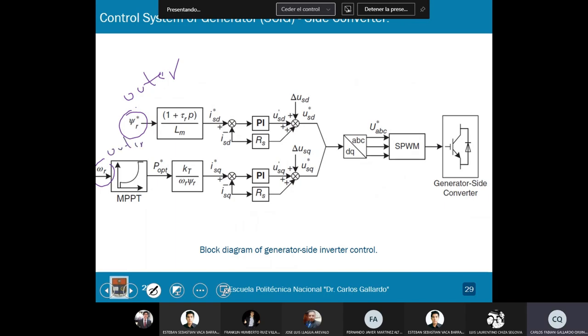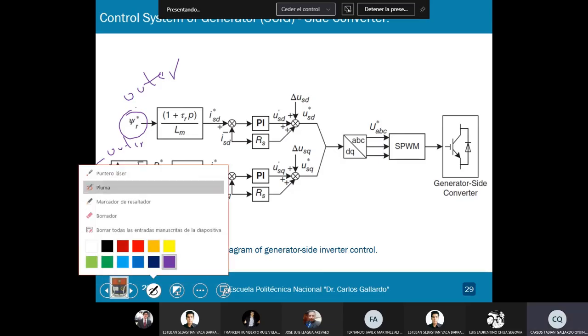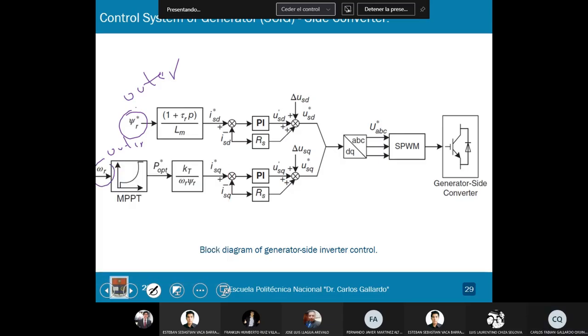And besides, I will have a current inner loop. So I will have two loops. This is a dual closed loop controller structure. Okay, so pay attention to this part. The current inner loop is adjusted through the proportional integral controller plus the decoupled compensation items. In this way, I am adjusting the current inner loop.